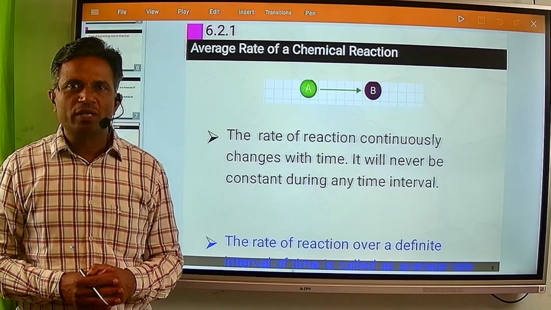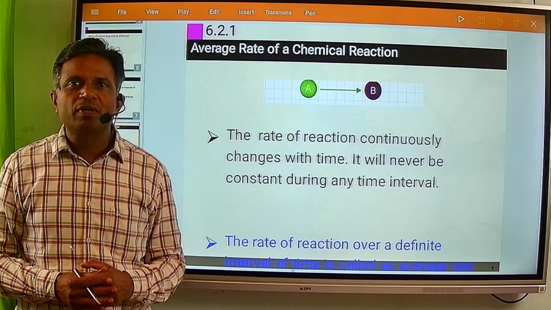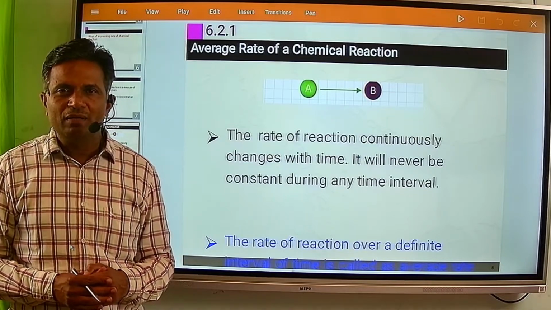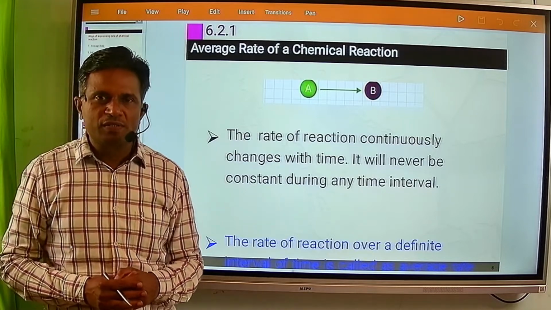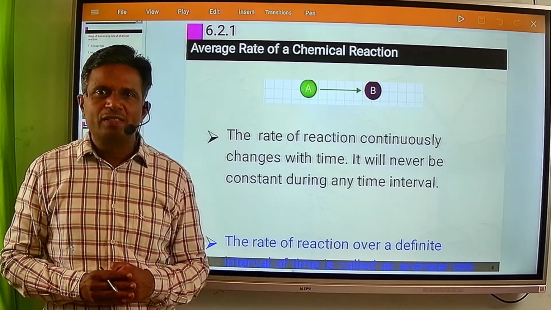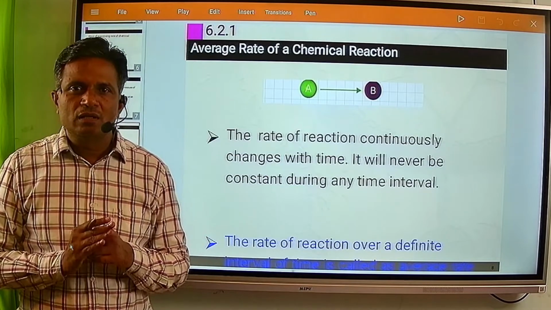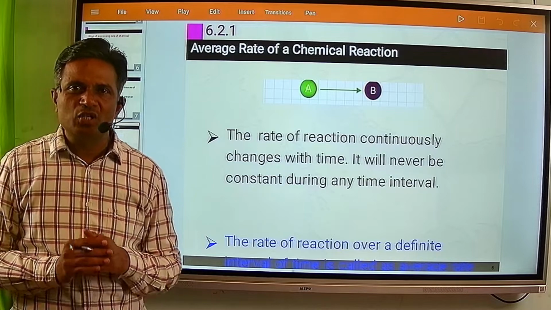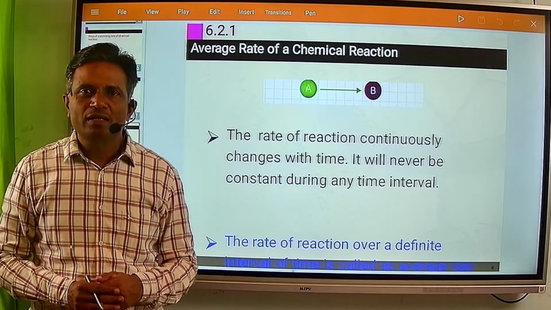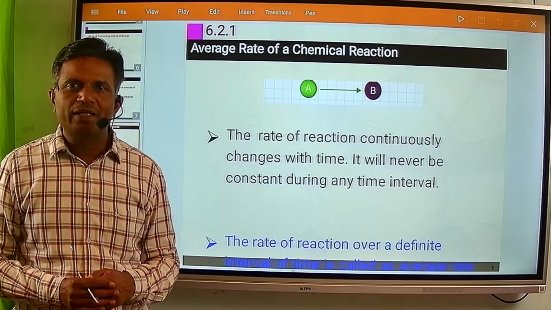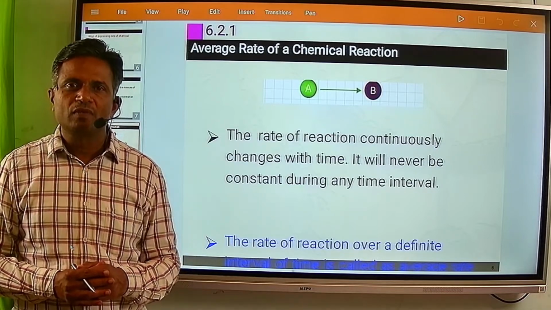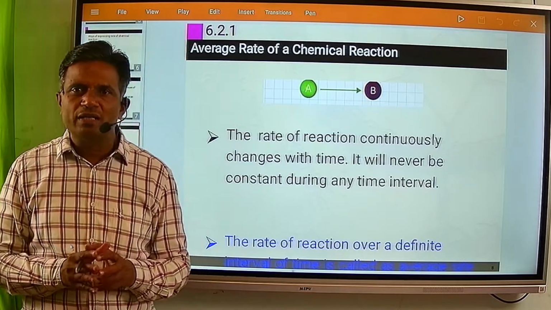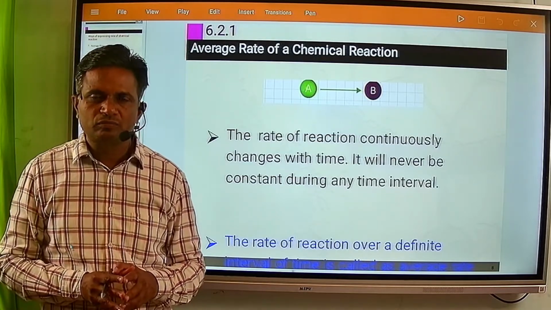Students, in today's lecture, we will see the different ways of expressing the rate of chemical reaction. Students, there are two ways to express the rate of chemical reaction. The first way is the average rate of reaction, and the second way is the instantaneous rate of chemical reaction. So we will see one by one. So we'll start with the average rate of chemical reaction.